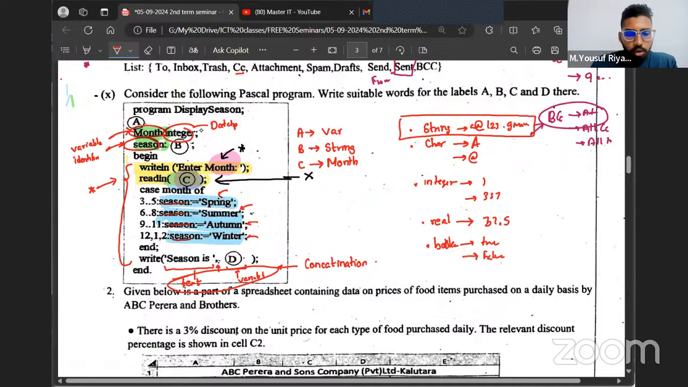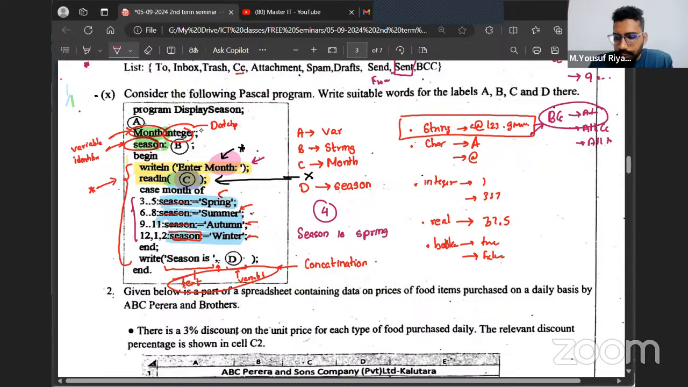So here we're going to join the text, the season is, to the variable holding the season. The variable that's holding the correct season is the season variable. So I'm going to say D is going to be season. It takes the value season is, and takes the value of the variable season and joins them together. For example, in this program, if the month entered was, let's say, 4, then you check under which season it comes. 4 comes under spring. So the output of this program will be season is spring.